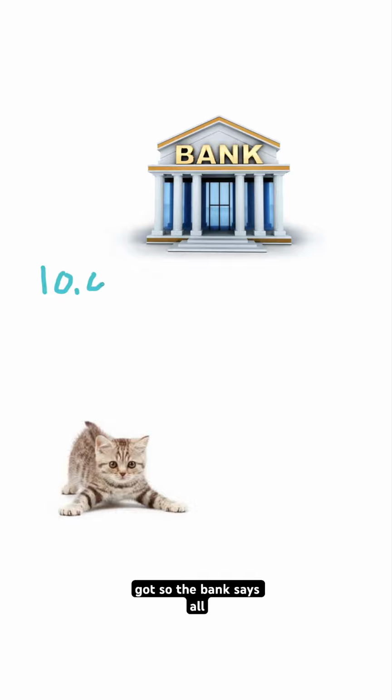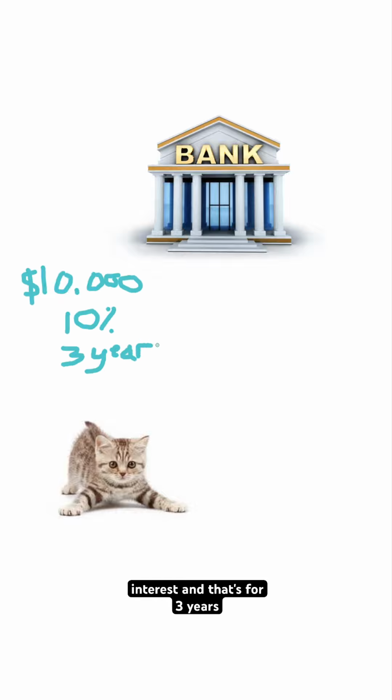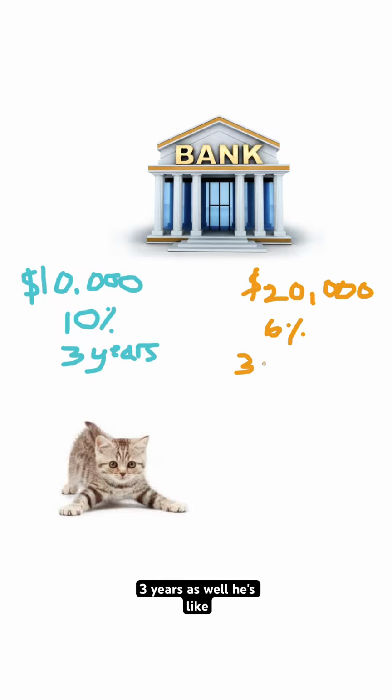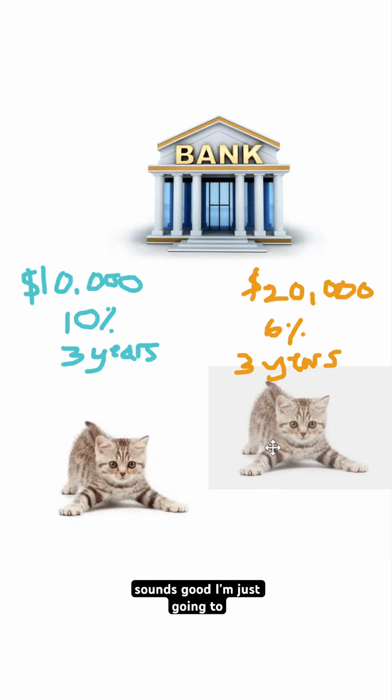How much you got? So the bank says, all right, then we got two offers. One of $10,000 where there's a 10% interest and that's for 3 years. Or we got a $20,000 one for 6% interest for 3 years as well. He's like, oh, dang. Well, that 20,000 sounds good. I'm just going to go for that one.